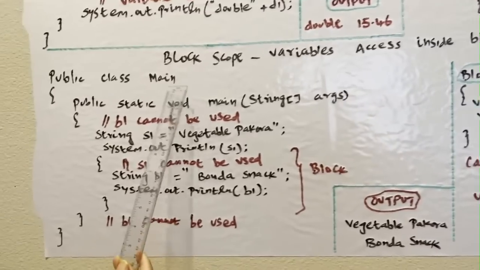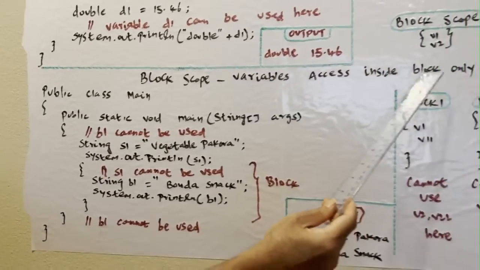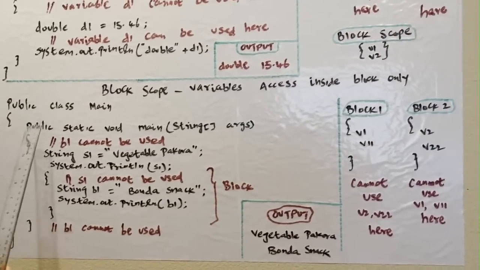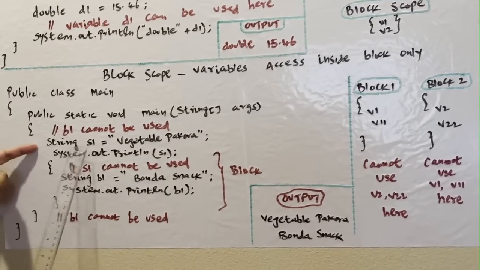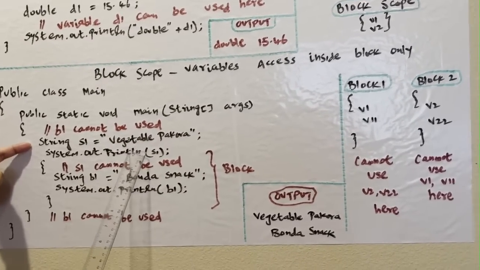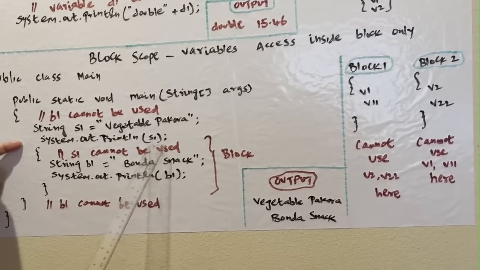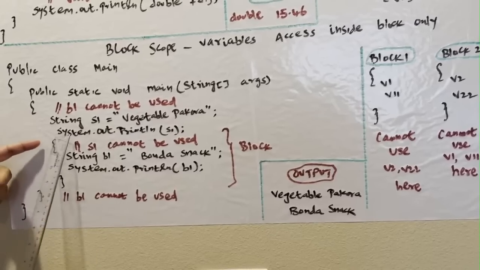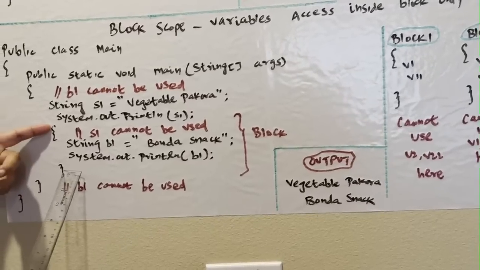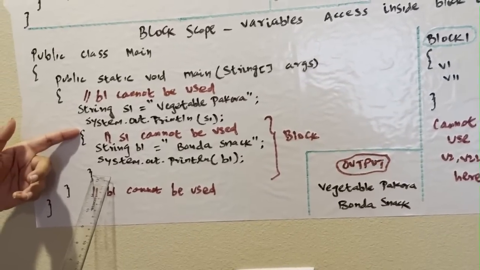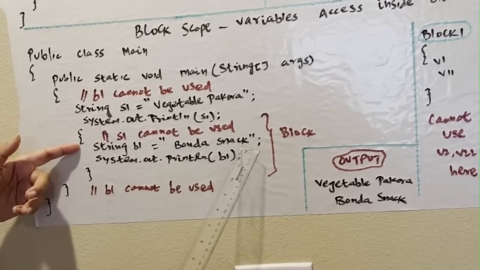Public class main, block scope. Variables are accessed inside that block only. Same public static void main. I am defining string s1 equal to vegetable pakora. So I am trying to print out s1. And I have another block here. Okay, see the curly brace. Curly brace means another class or a method. So string b1 equal to bonda snack.